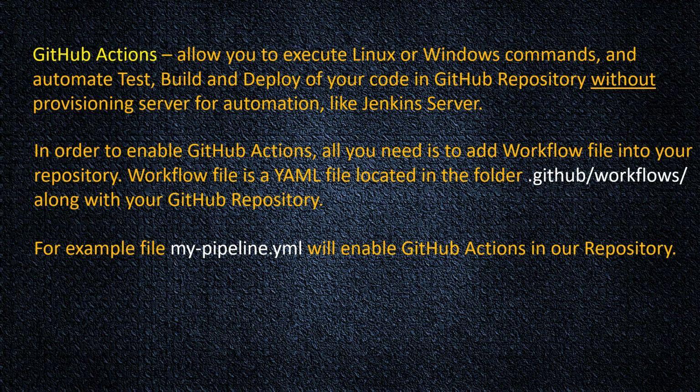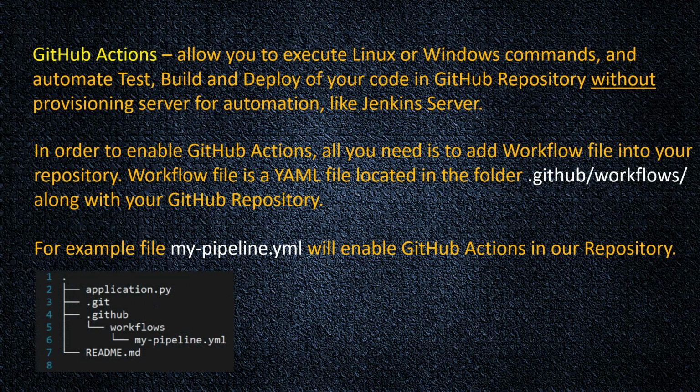For example, you see here on the screenshot, there's a repository with the Python file application.py, a README file. We have .git and .github/workflows, and my workflow file called mypipeline.yaml. This file will enable GitHub Actions.